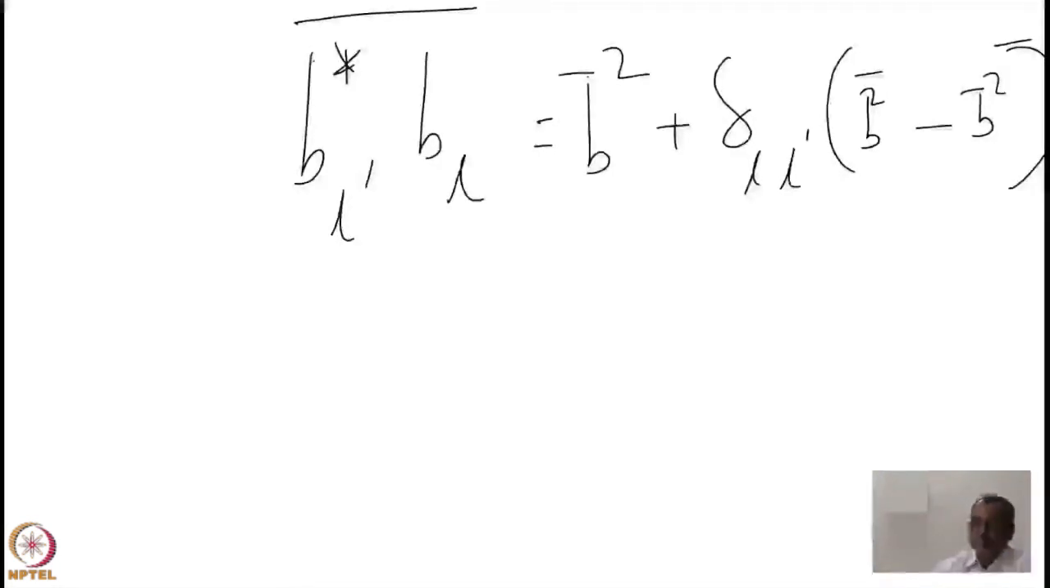So now you see, when L is not equal to L prime, this term is 0 and I have B average square. So that means distinct sites, when they come into picture in this averaging, I have B average square and this part is not there. And when L is equal to L prime, then this is 1. So B square average minus B average square, these two cancel and I'm left with B square average. So there are two parts in this averaging, B average square and B square average.